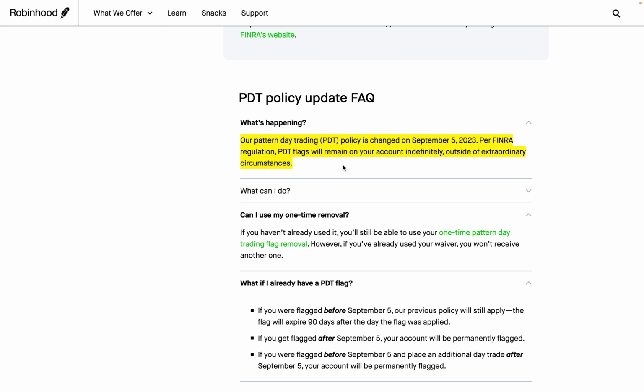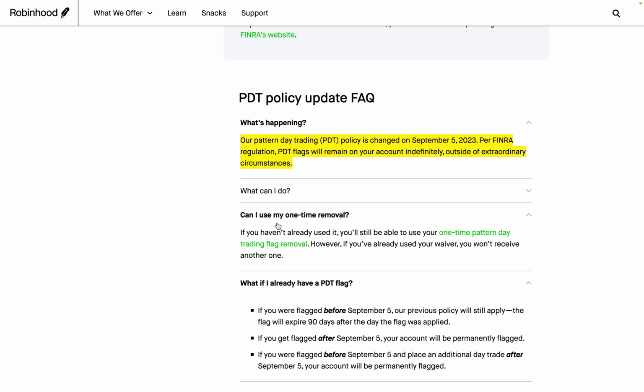And I think there's a lot of people I've met that do get that PDT flag. They wait the 90 days, they start day trading again. Well, now once you get this PDT flag, day trading is basically over for you, right? Now, there is a one-time flag removal allowed. So that's only if you haven't used it already, right?